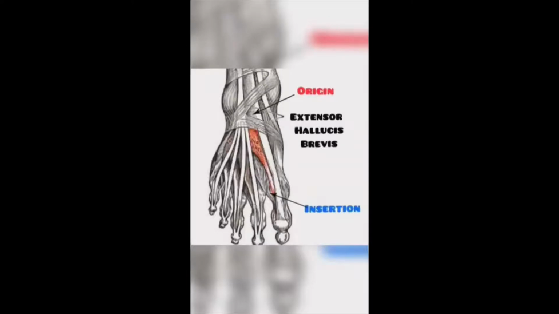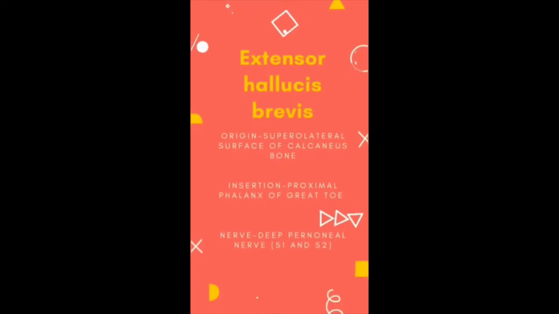Extensor hallucis brevis originates from the superolateral surface of the calcaneus bone and is inserted into the proximal phalanx of the great toe. It is supplied by the deep peroneal nerve and has a root value of sacral 1 and sacral 2.